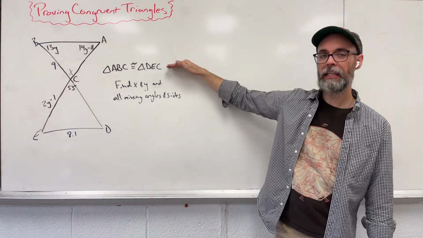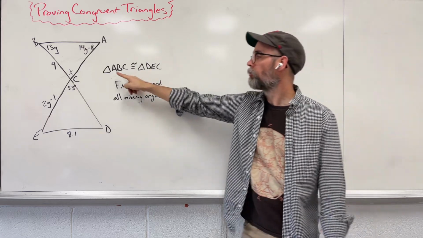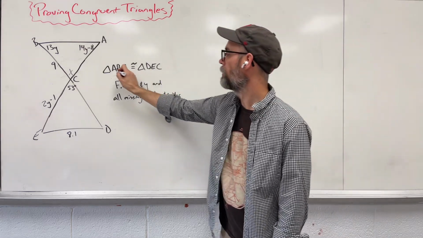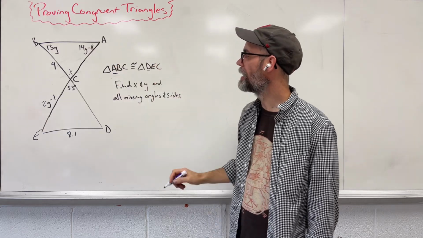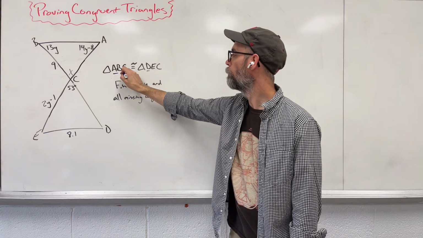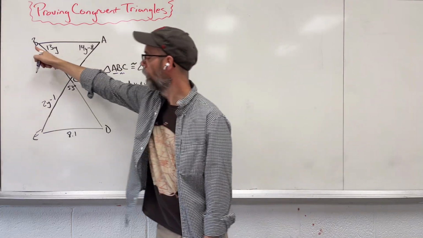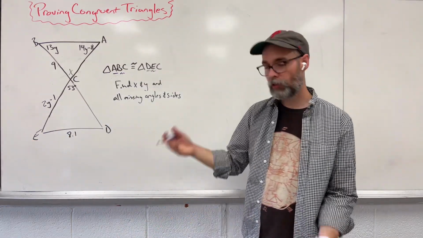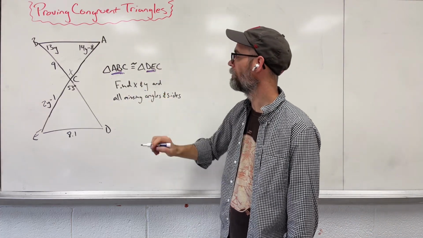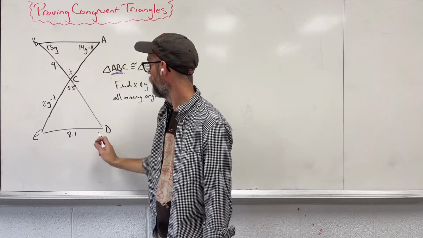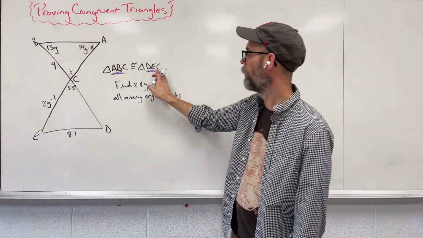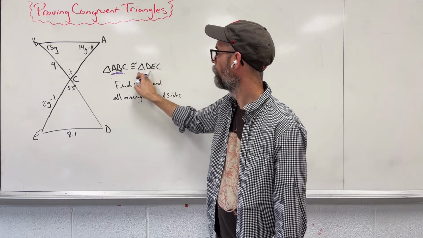But here's the key thing right here, this congruency statement. Triangle ABC is congruent to triangle DEC. So what that means is angle A and angle D are the same angle. Angle B and angle E are the same. And similarly, when we're talking about sides, AB is the same as DE. AB and DE are the same. So we can use all this information to help set things up.